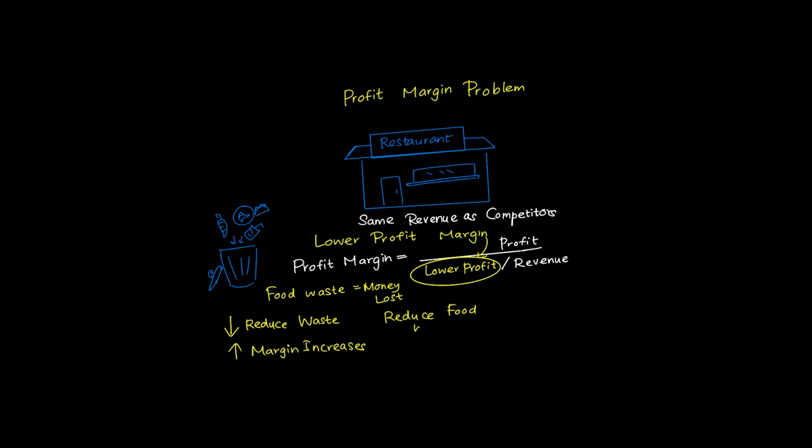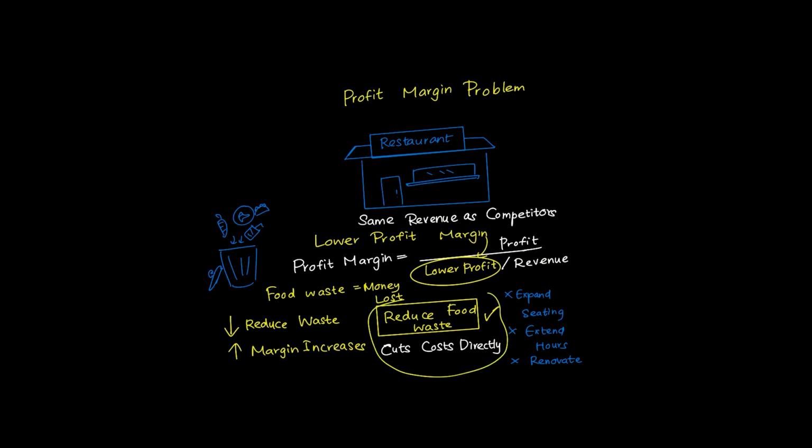Expanding seating capacity is a capital investment that might increase revenues, but doesn't address the margin problem. Extending operating hours increases both revenues and costs, with uncertain impact on margins. Renovating dining areas is expensive and doesn't directly reduce operating costs. Reducing food waste is a pure cost reduction strategy that directly attacks the margin problem.